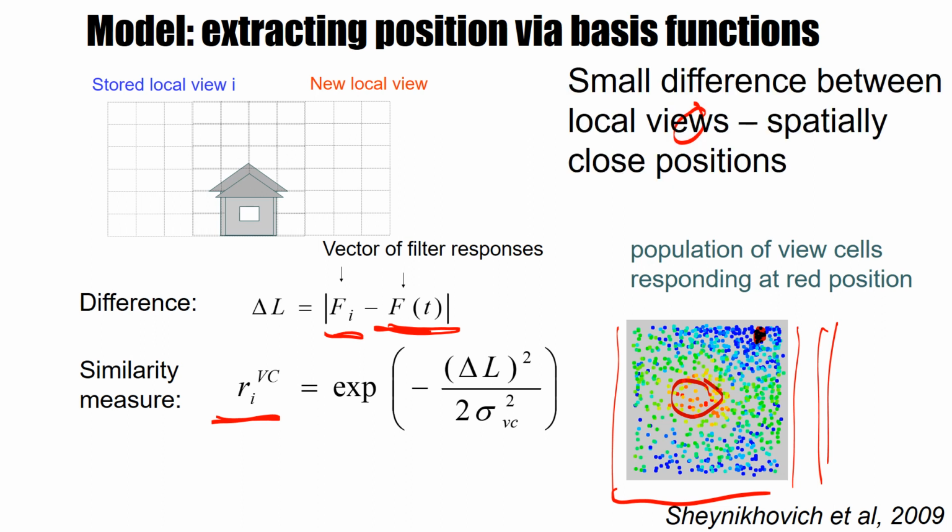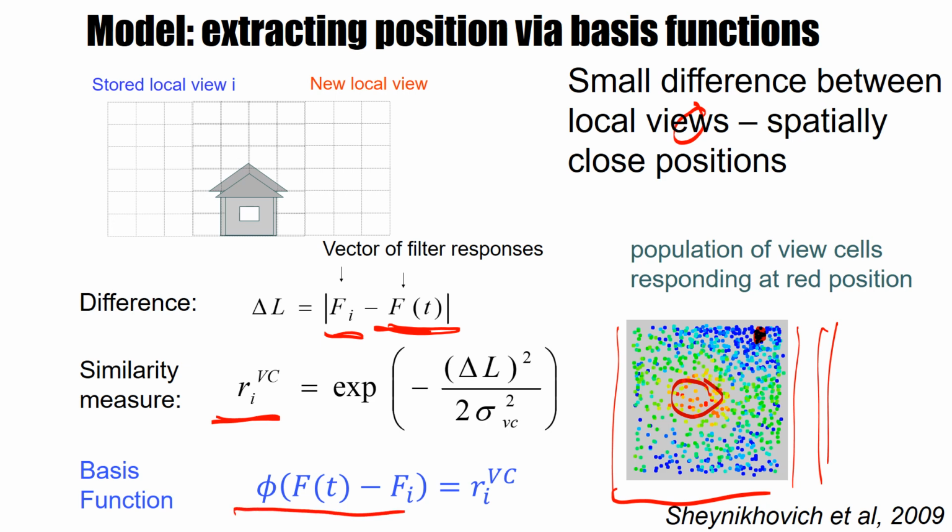And this Gaussian implies that we now have a basis function that is in the filter space, in the space of 9,000 filter responses. And the main idea is that a small difference between local views means we have positions that are spatially close. Radial basis functions implement this, but they implement this not in the real space, but in the filter space.